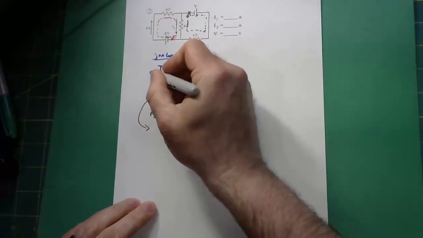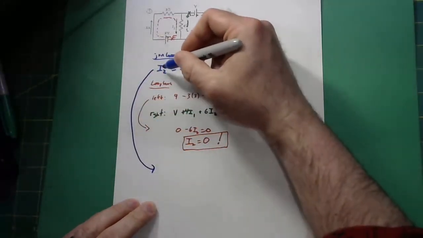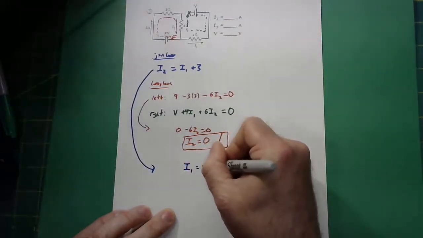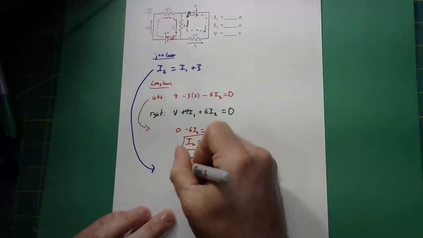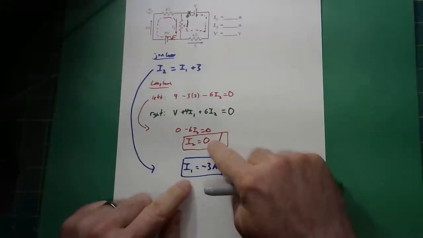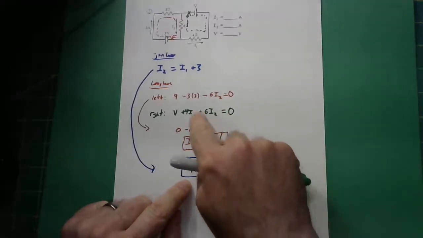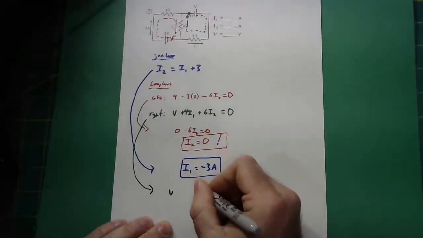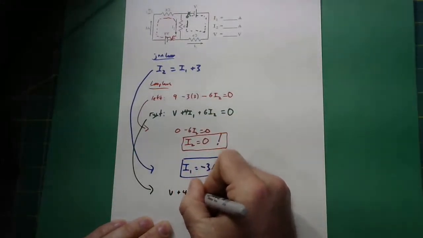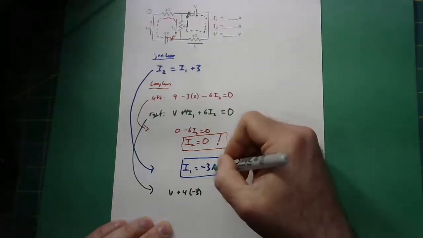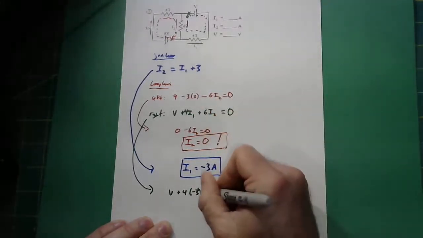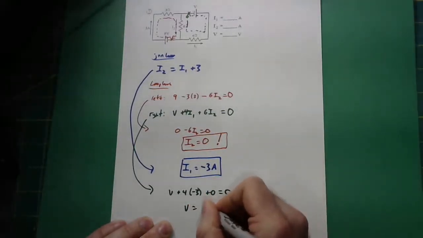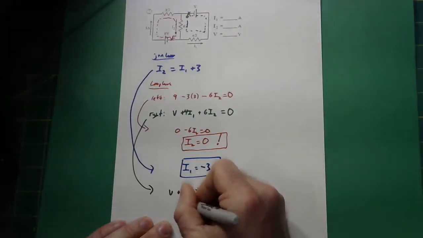It's pretty easy to take this equation now and say, oh, I2 is 0. Substitute a 0 in there: 0 is I1 plus 3. I can see that I1 is going to be negative 3 amps. Now that I know my values for I1 and I2, in this green equation, knowing the values for I1 and I2 is going to let me solve for V. So if I do that, I'm going to have V plus 4 times negative 3, because I1 is negative 3 amps, and then plus 6 times 0 equals 0. And so I can see that V is going to be 12 volts.